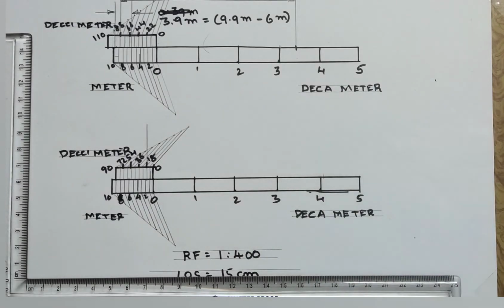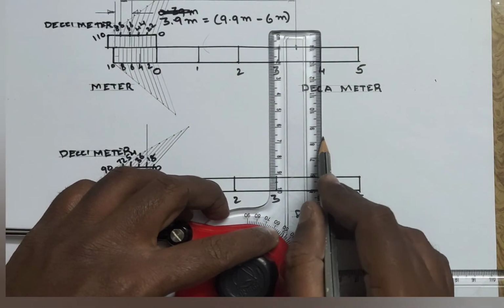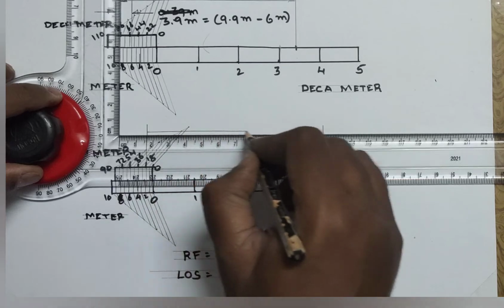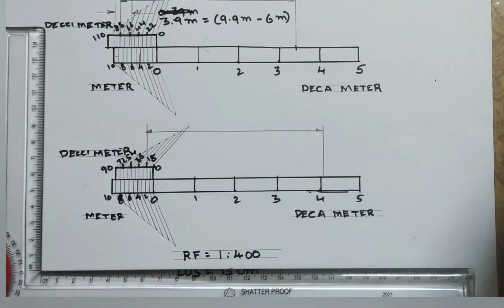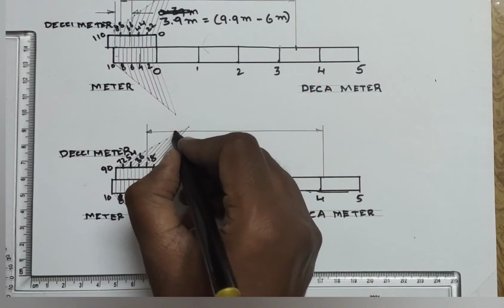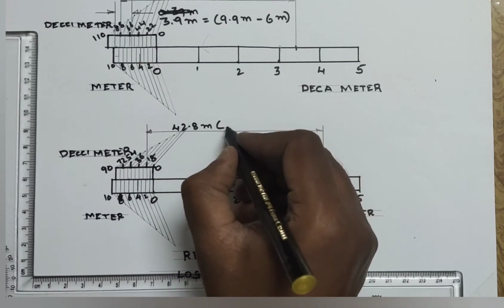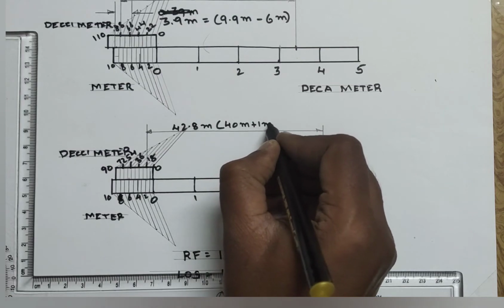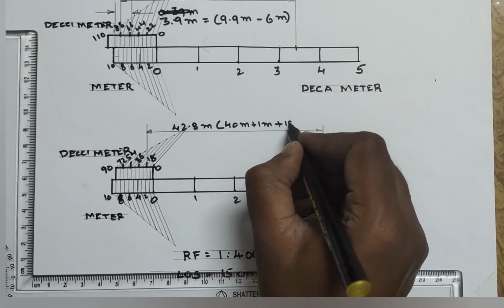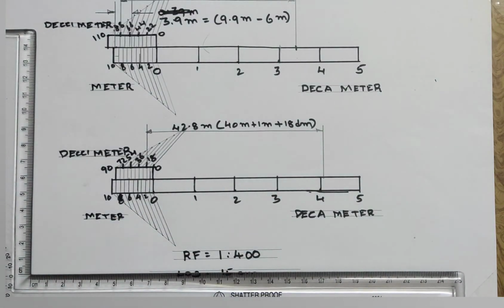Therefore, how are we able to extend this? So 18 plus 40 plus 1. Totally it is going to be the required dimension, whatever we require. Arrowhead. And we have to give the dimension here: 42.8 meters is nothing but how much? 40 meters plus 1 meter plus 18 decimeter or 1.8 meter. This is the way we have to do it.